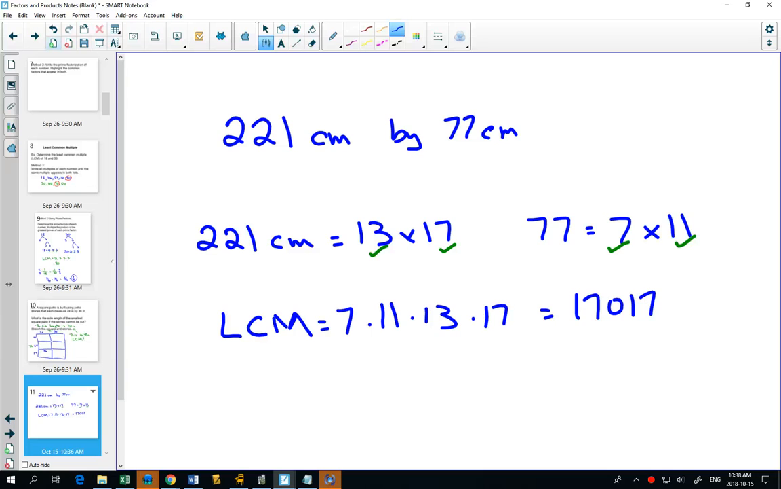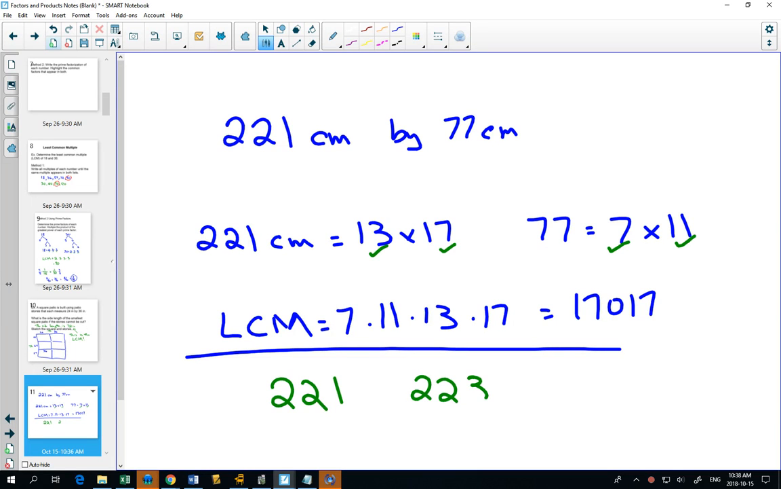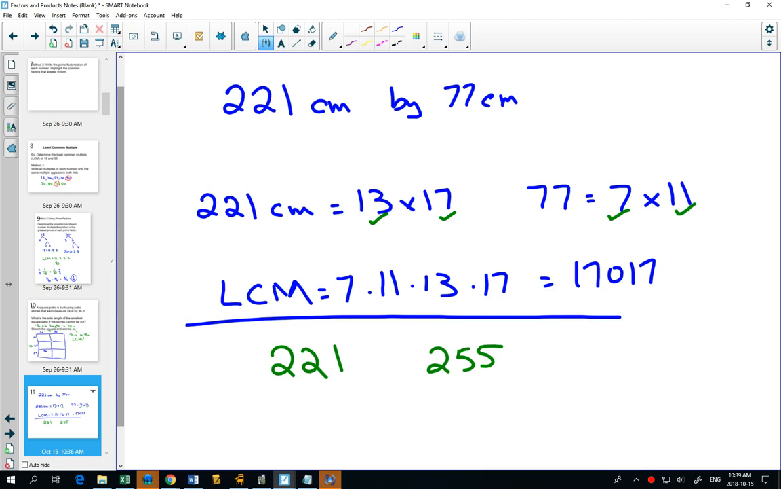Because I could have given you, you want another example where it would be different? What about 221 and 255? Should I do that one? No. There we go, that's pretty. Yeah. Yep, that's a good number. What times what is 221? 13 times 17, good.